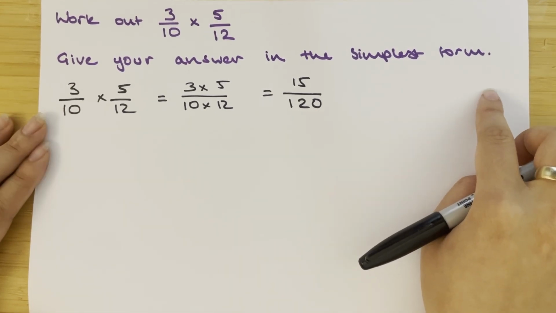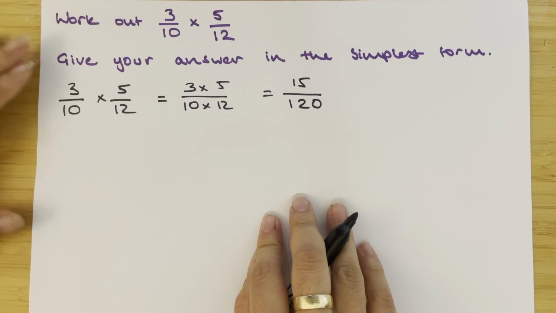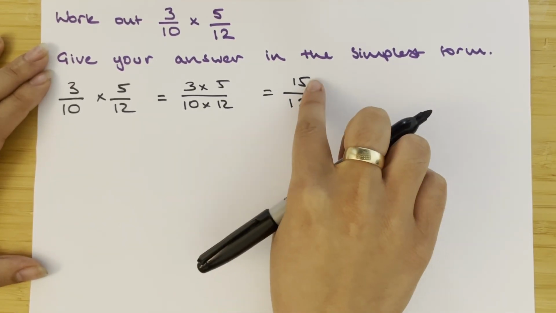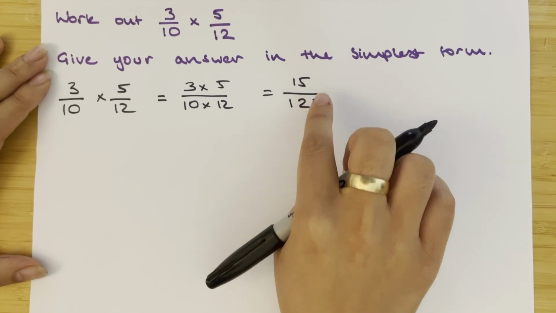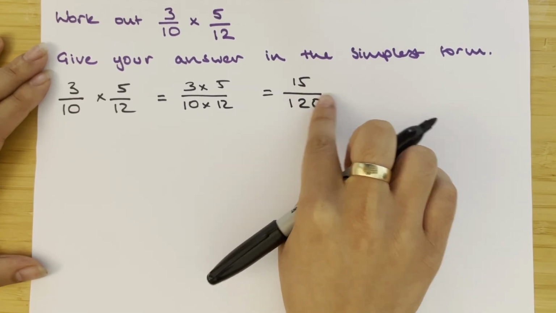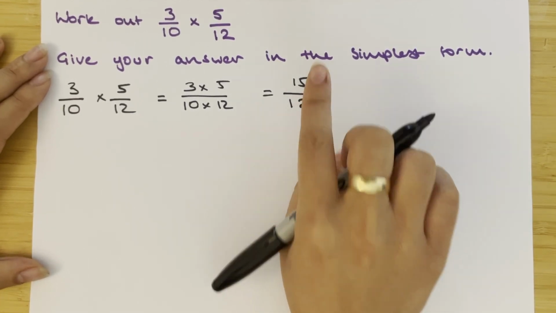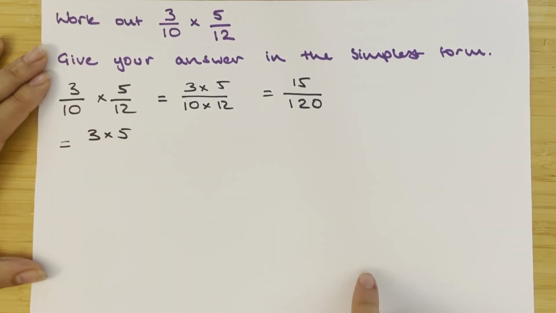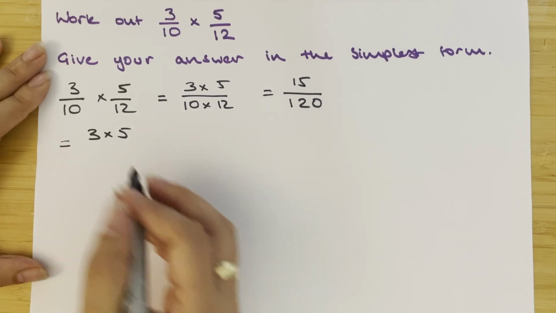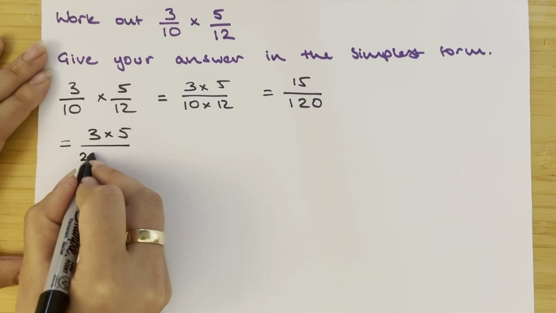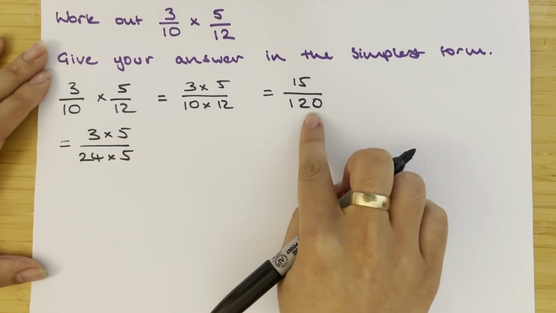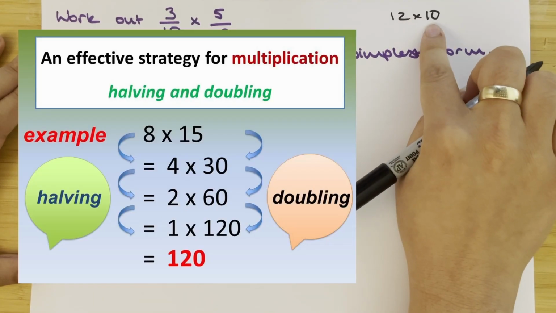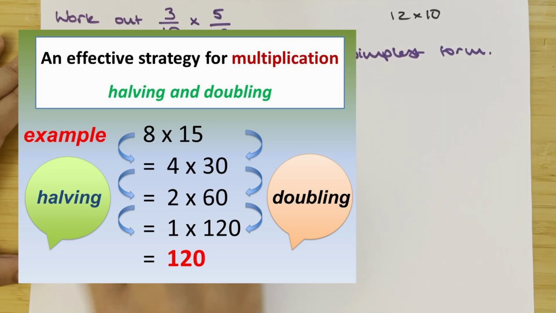What we do is we identify numbers that both of these can divide by. So initially what I see is this is in the 10 times tables and the top one is in the 5 times tables. So what I'm going to do is I am going to figure out what times 5 is equal to 15. Okay, so this is equal to 3 times by 5. And the bottom one is equal to 24 times by 5. I know that because 12 times by 10 is equal to 120. So if this halves, this needs to double. So that's what I did in my head.